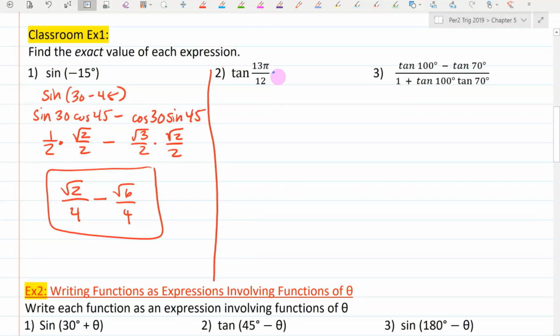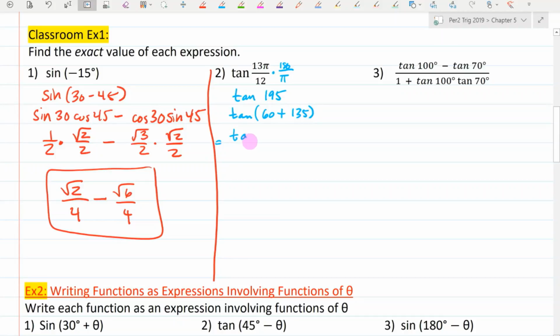For the second one, tangent of, and then I'm going to multiply this by 180 over pi, so that will give me tangent of 195. I'm going to use tangent of 60 plus 135.